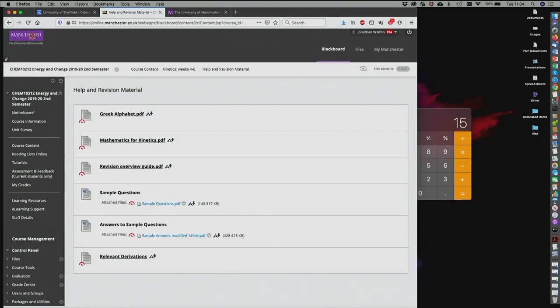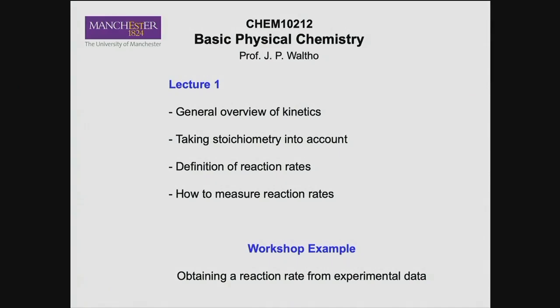Right, so on to the lecture material itself. So in this lecture, I'm essentially going to give you a general overview of kinetics. A lot of this will actually be revision for most of you, but we have to cover this for those of you that haven't come across this material before. I'm going to talk a little bit about stoichiometry and how stoichiometry relates to kinetic processes, defining actually what a reaction rate is, what it is that you want to measure, and then finally how you measure reaction rates. I'm going to cover that for a little bit of lecture.